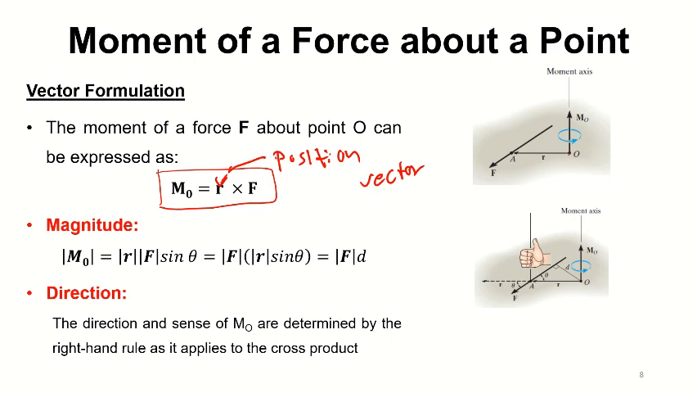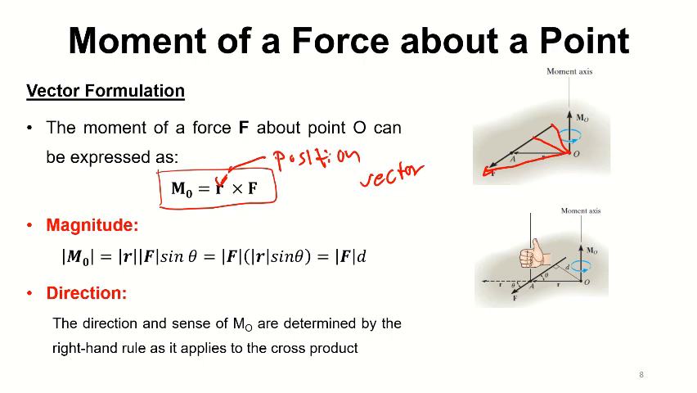Position vector directed from O to the line of action of force F. Any point on the line of action of force F. It shouldn't be perpendicular, or it can be, but doesn't need to be, right? So any point, the R can be here, or R can be here, R can be here, doesn't matter. It should be directed from point O to the line of action of force F, right? So F is the force, right?